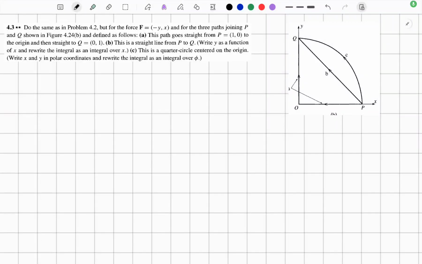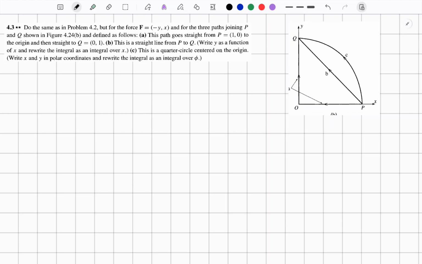Work through problem 4.3 from Taylor's Classical Mechanics. This is another problem on work. It's similar to problem 4.2, which I also have a solution video for. If you're confused on this one, I would start there, as I went a little more in depth with what we were doing.